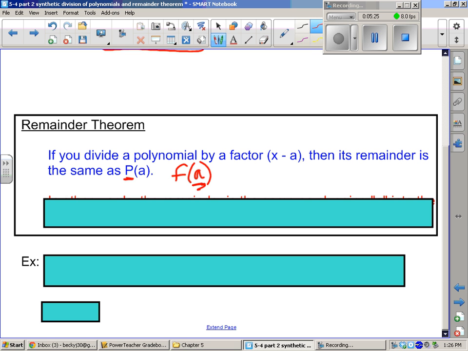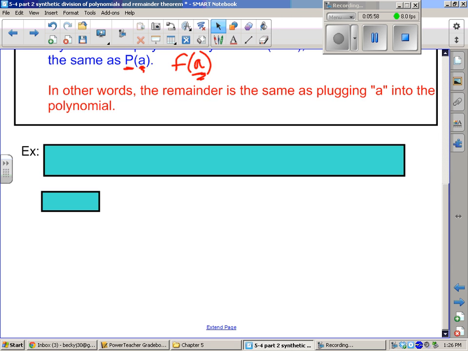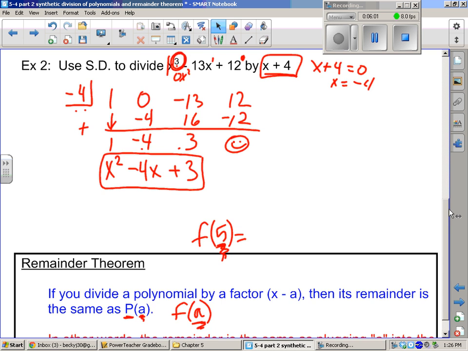So remember, when you have f of a number, like for instance f of 5, all that meant is we would substitute 5 for all the x variables and simplify, and we would get one value. That's the output for our function at this number. So what the remainder theorem says is if you put this number into the box and do synthetic division, then the remainder is going to be the same as what substituting would have gotten us otherwise. In other words, the remainder is the same as plugging a into the polynomial. So here's what the questions are going to look like.